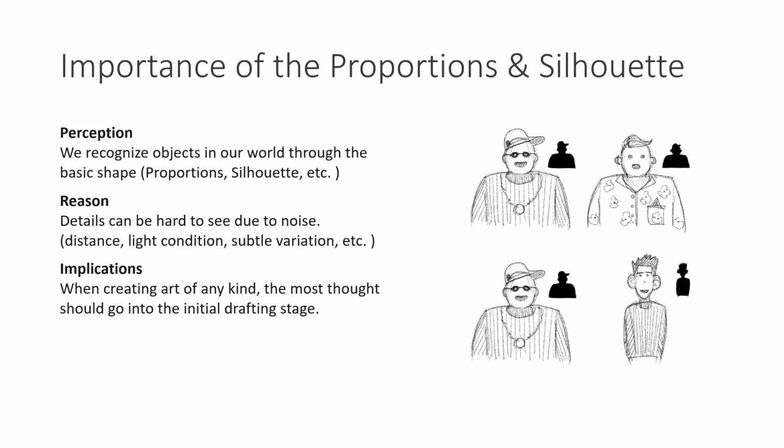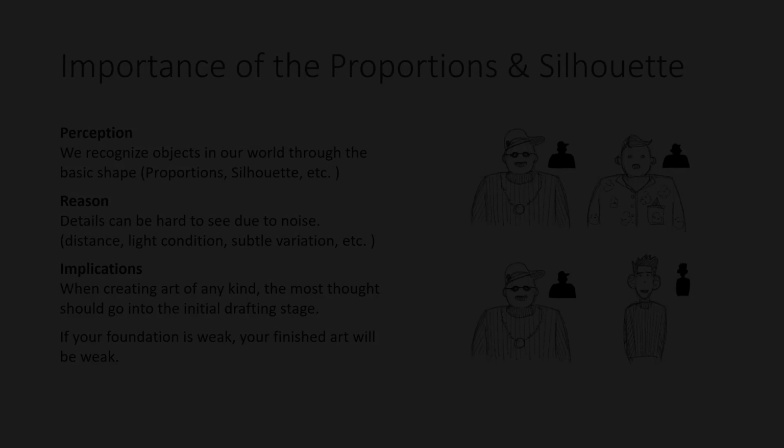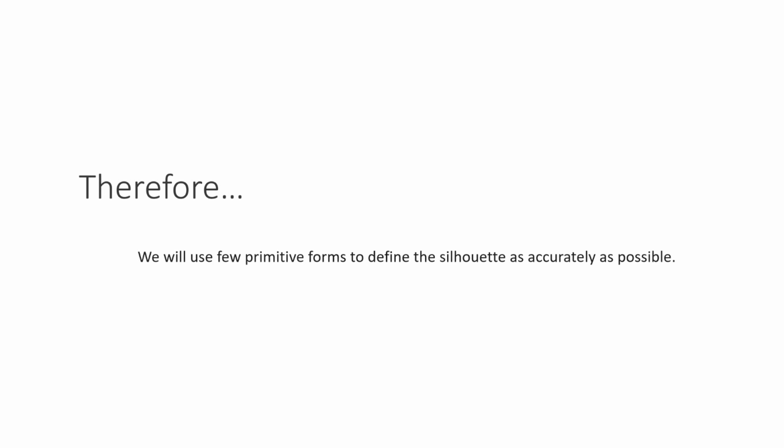So what that means for us is that basically in any sort of creation process of art, we should first spend a lot of time on the drafting stage, because if the foundation is weak, if the foundation is boring, and if it doesn't convey the sort of story that you want to tell, the finished art will be weak as well. Therefore, let us start by using very few primitive shapes to define the silhouette as accurately as possible.